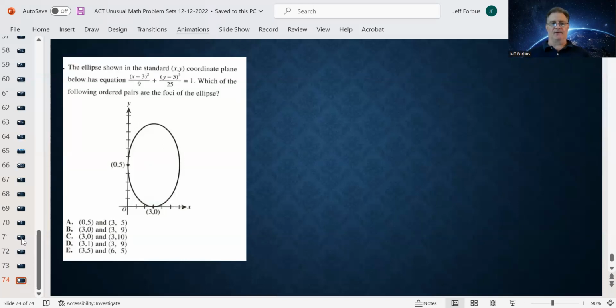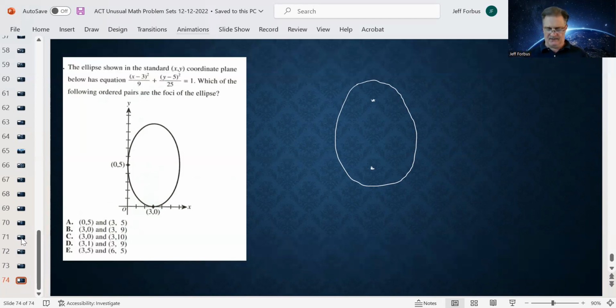So the ellipse is shown in the standard coordinate plane, and there's the equation x minus 3 squared over 9 plus y minus 5 squared over 25 equals 1. Which of the following ordered pairs are the foci of the ellipse? So this is about understanding what foci are. I'm going to draw the ellipse like they have it here, just for the sake of explanation. The foci are 2 points in which the distance between them controls the size of the ellipse. And they're asking which of the following ordered pairs are the foci for the ellipse.